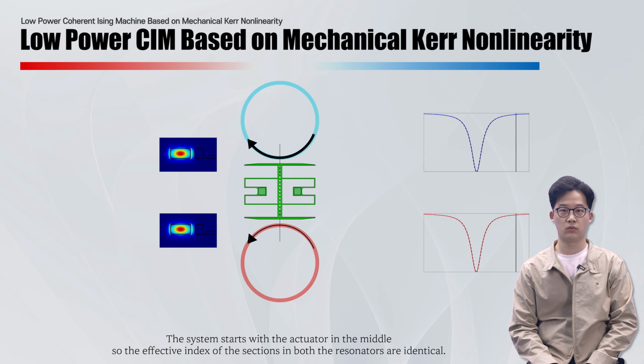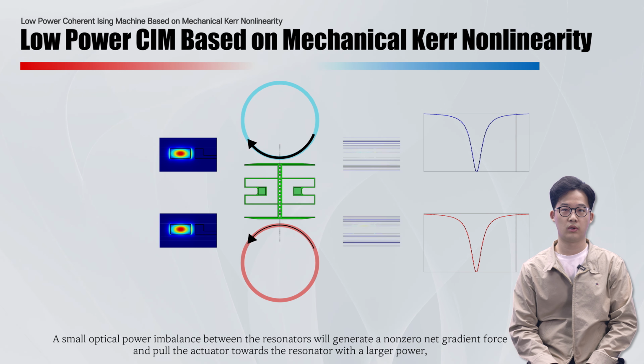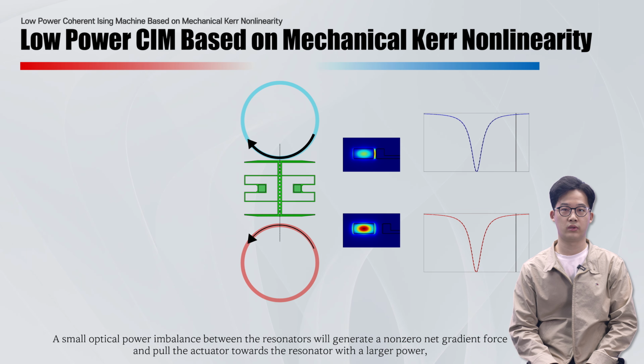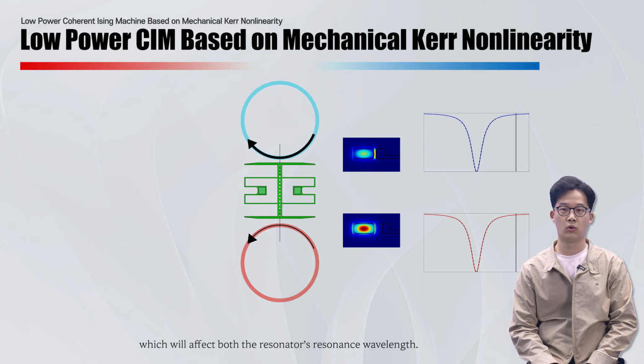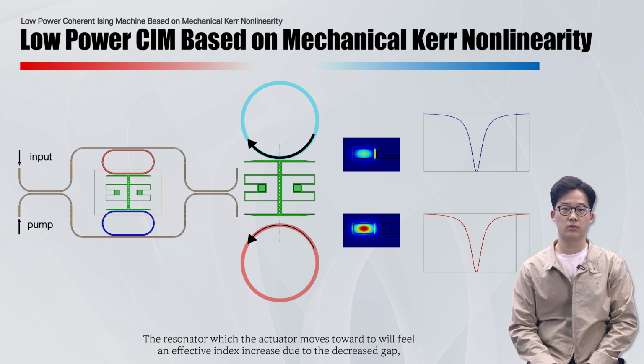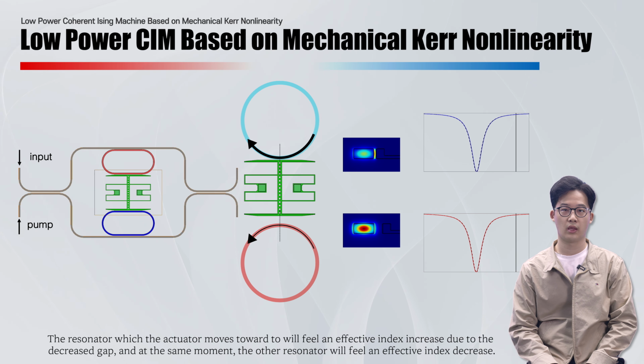The system starts with the actuator in the middle, so the effective index of the sections in both the resonators are identical. A small optical power imbalance between the resonators will generate a non-zero net gradient force and pull the actuator towards the resonator with a larger power, which will affect both the resonators' resonance wavelength. The resonator that the actuator moves towards will feel an effective index increase due to the decreased gap, and at the same moment, the other resonator will feel an effective index decrease.